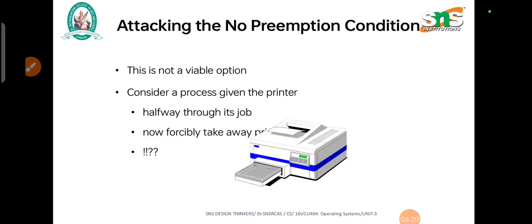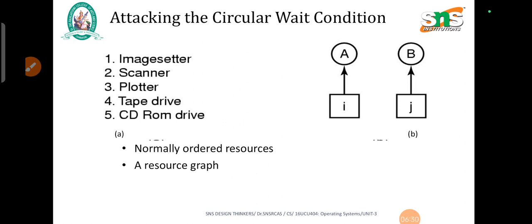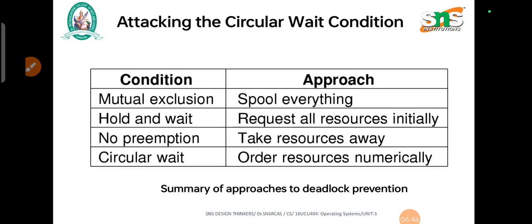Next is attacking the no preemption condition. Consider a process given a printer. It is halfway done with its job. Now forcibly take away the printer. Next is attacking the circular wait condition. In the circular wait condition, we have different types of resources like image setter, scanner, plotter, tape drive, CD-ROM, etc. Initially, order all resources and allocate a resource graph for all the resources.